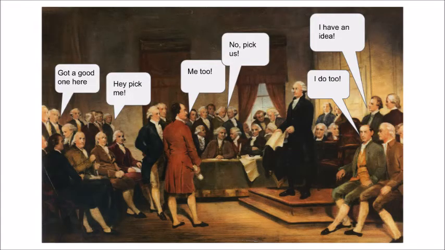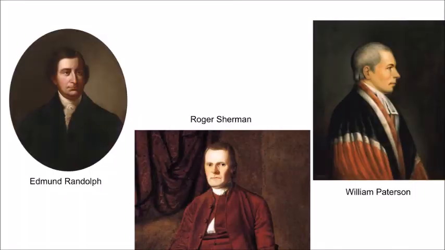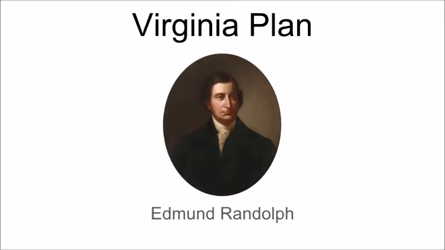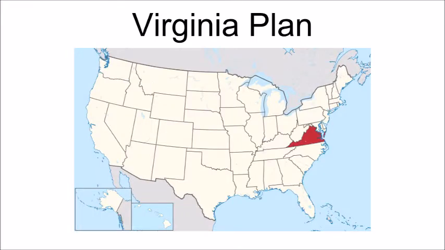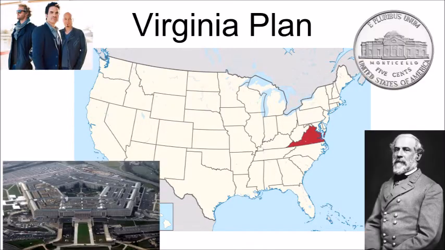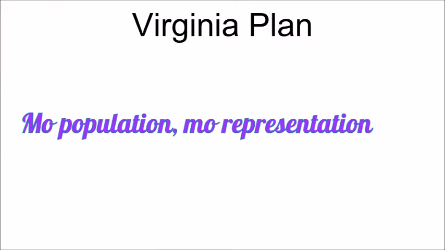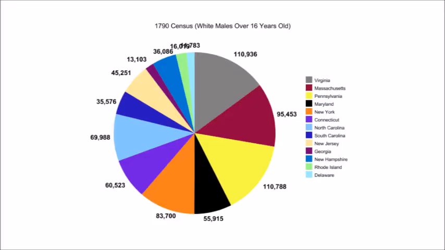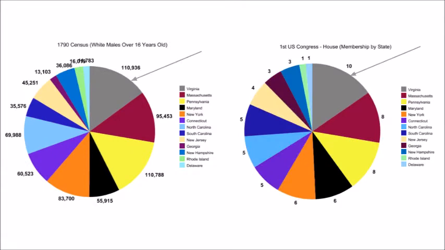A few people came up with plans, but the most noteworthy were the ones that these guys came up with. Edmund Randolph came up with the Virginia Plan, which consisted of a Congress whose members were elected by states according to population. In other words, states with large populations, like Virginia, would have more representatives in Congress than a state with low population, like Delaware.